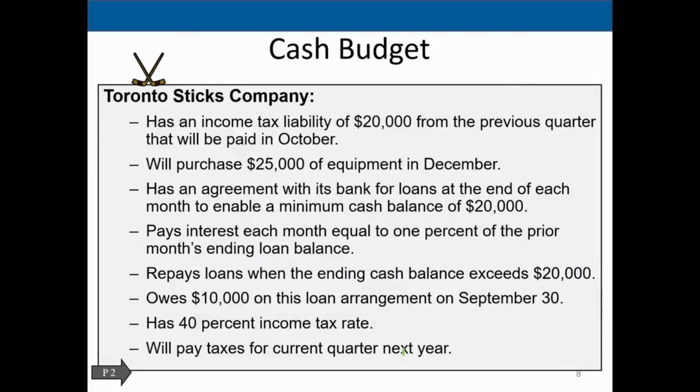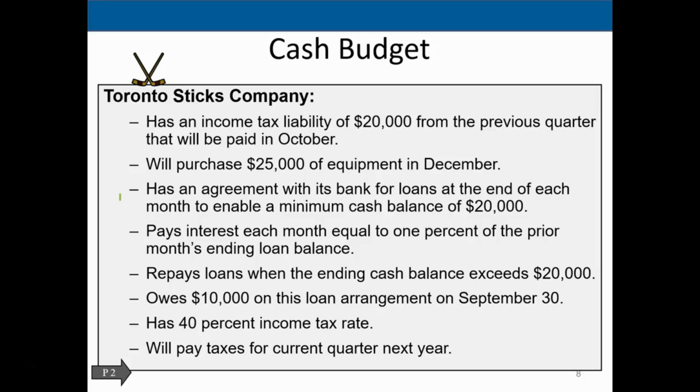So here's some added information that we have for the Sticks company. The company has an income tax liability of $20,000 for the previous quarter that will be paid in October. So we have to pay income taxes, obviously. So those will accrue, and we will then pay them in a similar fashion. The cash is going to go out for October, even though the income tax we are going to apply in the same format as when it was earned under the accrual basis. So we're going to purchase $25,000 of equipment in December. So that's going to be a capital asset purchase. Therefore, we're going to put it on the books as an asset. But when we think about cash, of course, we are going to decrease the cash when we pay the cash in the cash budget.